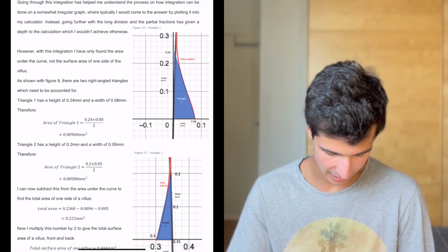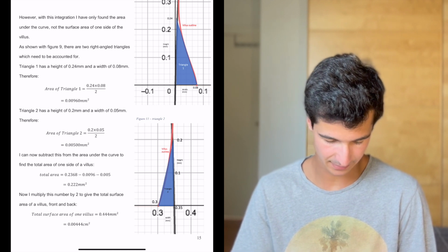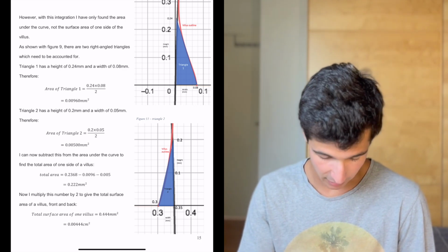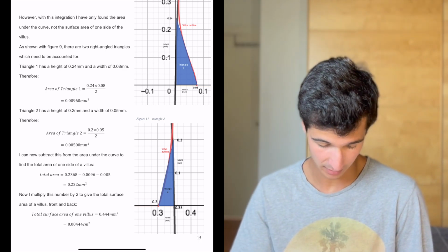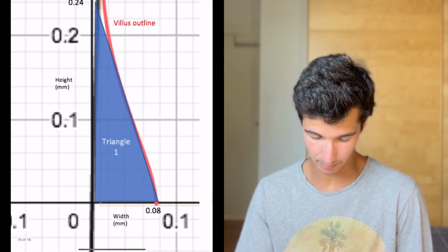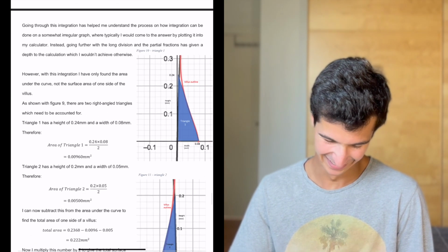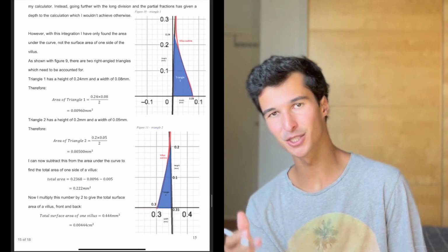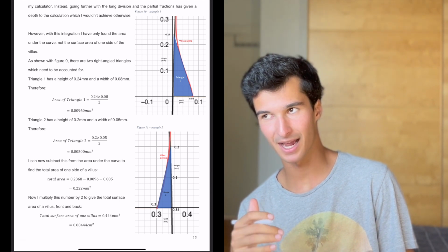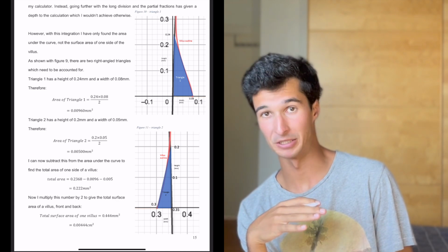However, with this integration, I have only found the area under the curve, not the surface area of one side of the villus. As shown with figure 9, remember that figure with the two triangle spaces? There are two right angles which need to be accounted for. So these are like the basic shapes that you get on Microsoft Word. Like, that's so stupid. As professional as a piece of mathematical writing this is, as an academic exploration, the methods I used for the science bit are terrible.